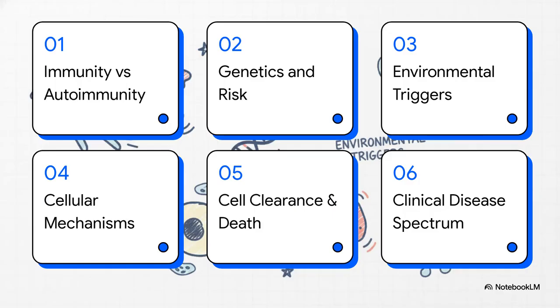We've got a lot of ground to cover, so here's a quick look at the agenda. 1. Normal immunity versus autoimmunity. 2. Genetic susceptibility and risk. 3. Environmental triggers and lifestyle. 4. Cellular mechanisms of autoimmunity. 5. Cell clearance and death. And 6. The clinical disease spectrum.